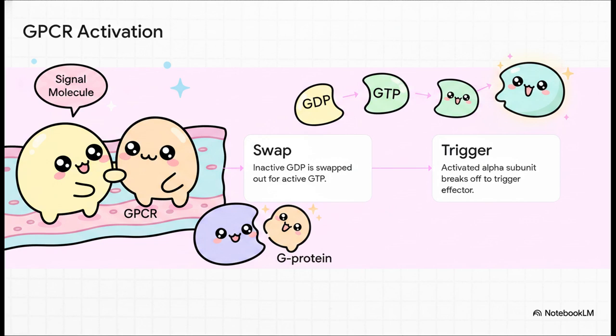or GPCR. Now, I know that sounds a bit intimidating, but we can easily break it down into a 3-step dance. Step 1, the signal molecule locks on to the GPCR on the outside. Step 2, this triggers a reaction inside the cell where an inactive molecule called GDP is swapped out for a fully active one called GTP. And finally, step 3, that little swap energizes the G protein, making its alpha subunit physically break off, float away, and trigger a specific effector enzyme somewhere else inside the cell.